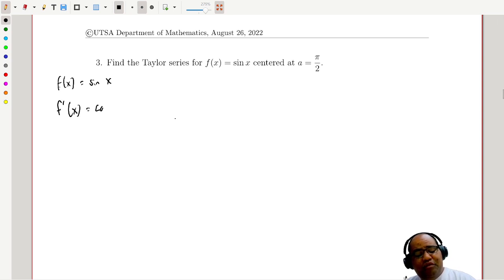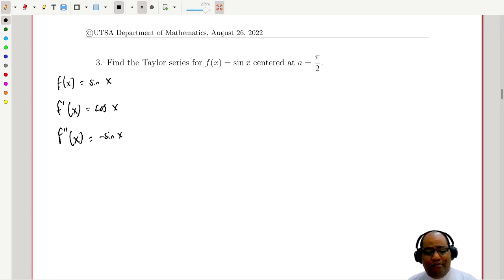Okay, the derivative is cosine of x. Then the second derivative is negative sine of x. And the next derivative, the third derivative, is minus cosine. And then you see that this pattern repeats, right?